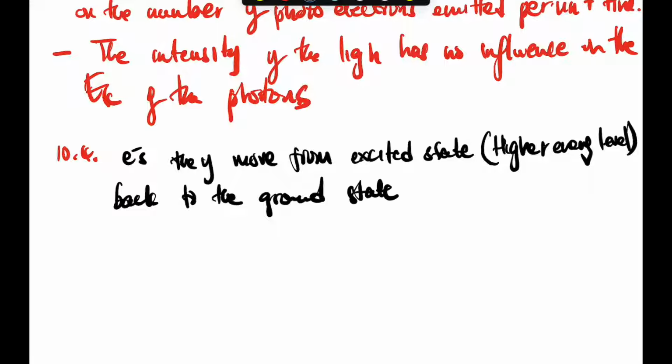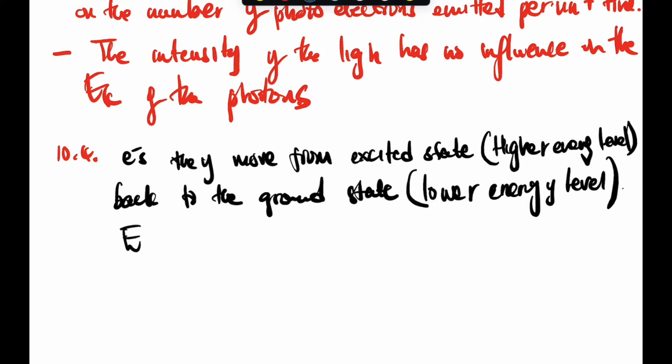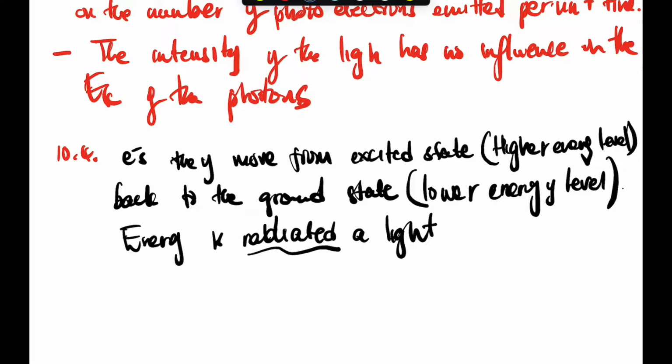What is the ground state? The ground state is the lower energy level, which is the stable state, the most stable state, guys. And then the next thing that you say is that the energy is radiated as light. Radiated means that this type of energy is given off as light, guys.